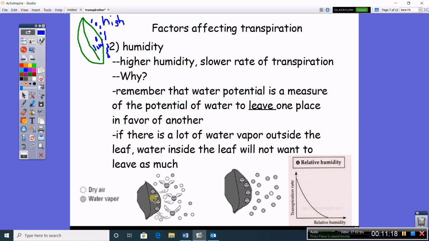So if there's a lot of water in here and not much water out there, water is going to want to leave. But if there's a lot of water out here, there's no way that water is going to want to leave there. So as the relative humidity increases, as we get more and more humid, the transpiration rate should go down.